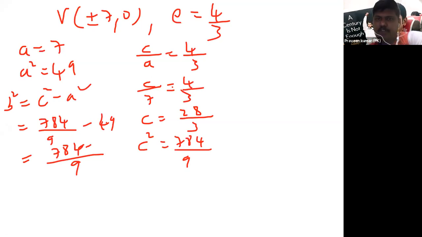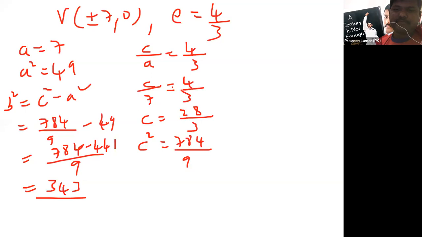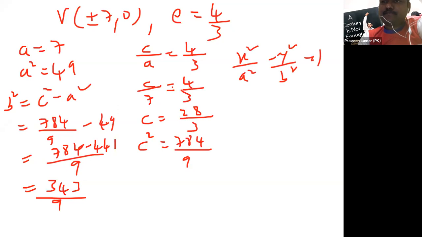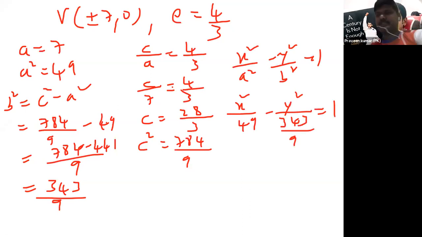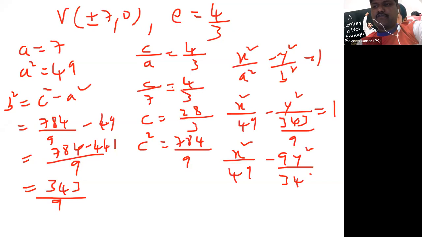49 9s are 441. So B square is 343 by 9. Good. X square by A square minus y square by B square equal to 1. X square by 49 minus y square by 343 by 9 is equal to 1. If you write it perfectly, x square by 49 minus 9y square by 343 is equal to 1.